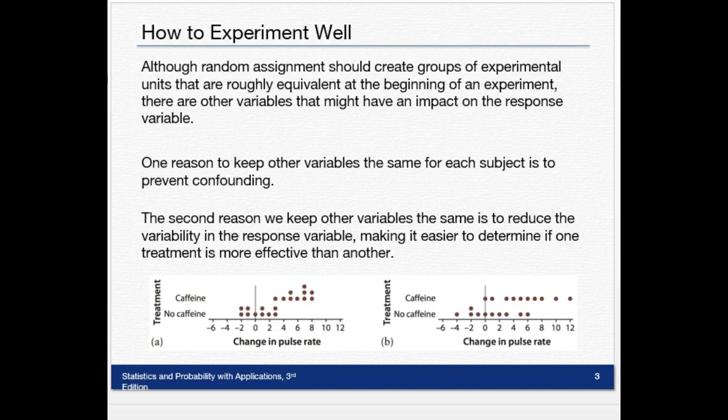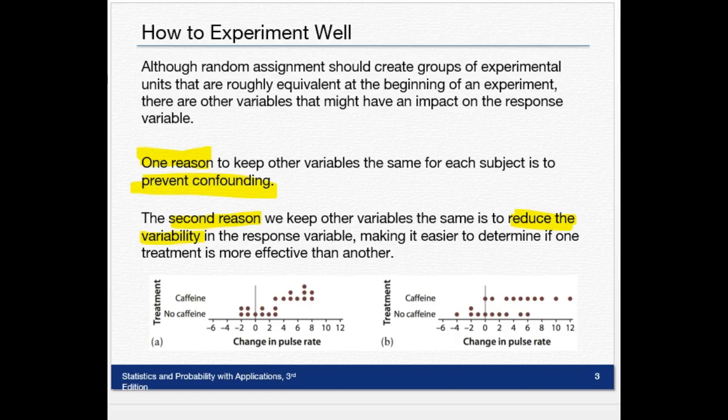So, although random assignment should create groups of experimental units that are roughly equivalent at the beginning of an experiment, there are other variables that might have an impact on the response variable. One reason to keep variables the same for each subject is to prevent confounding. So you might make a note of that. The second reason that we keep variables the same is to reduce variability. Okay? We've talked previously about the value of reducing variability in the response variable, making it easier to determine if one treatment is more effective than another.